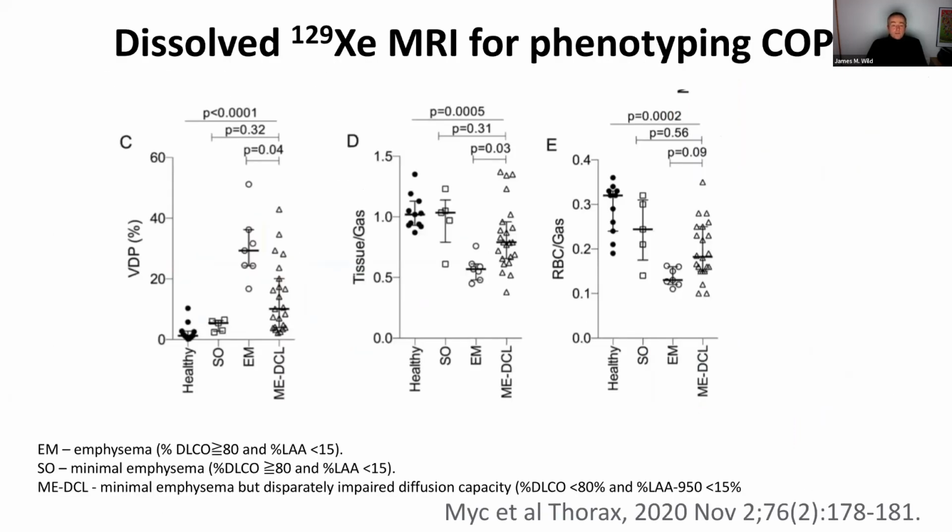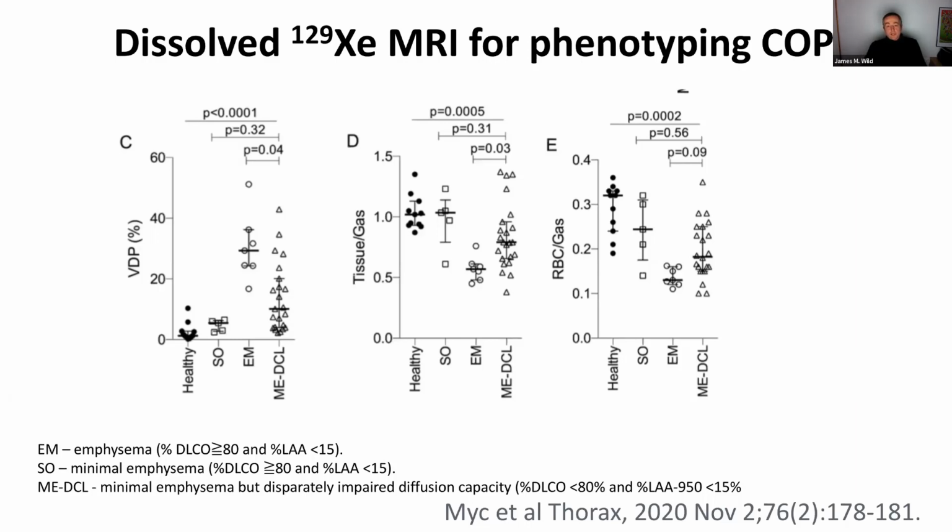This is some data from the University of Virginia recently published, where they're using these same xenon ratios, the red blood cell to gas signal this time, and the tissue to gas signal, to try and phenotype subgroups of emphysema. Subgroups were classified based on healthy DLCO and low attenuating area on CT against healthy normals. So it's an attempt to use this information to better understand and phenotype these diseases where we see abnormal gas transfer.